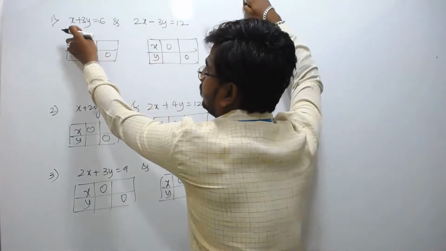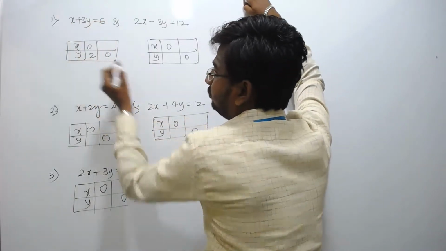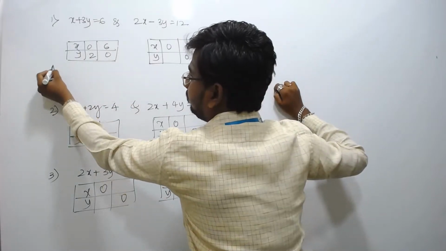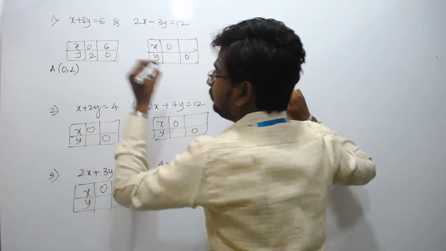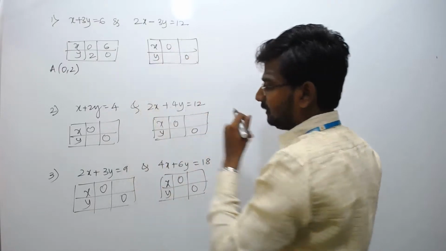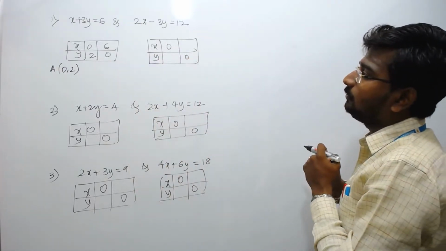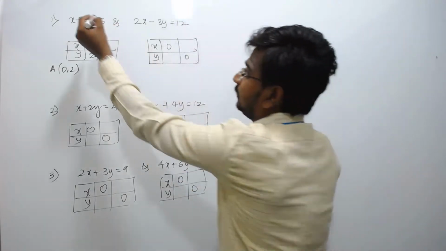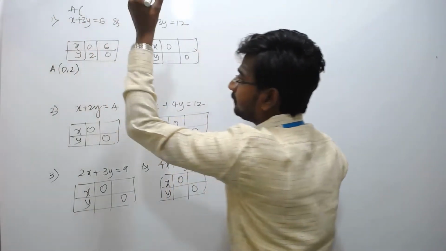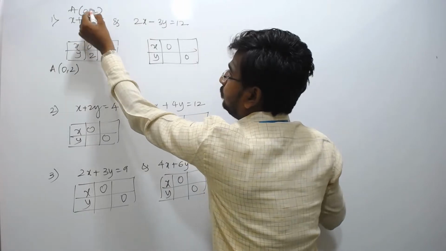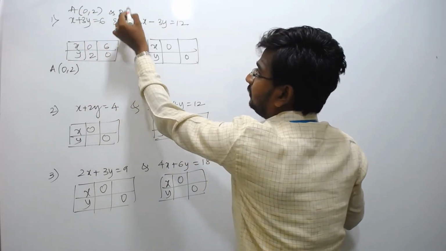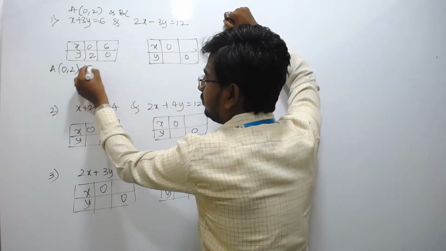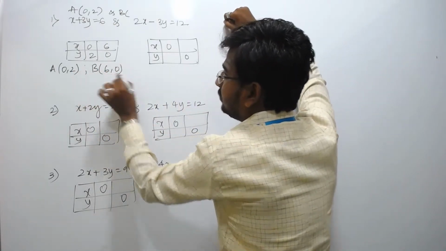When x is 0, 3 ones are 3, 3 twos are 6. When y is 0, x is 6. So point A is (0, 2). Somewhere I will write so that when I draw the graph, it will be easy for me. Shall I write here? Is it visible? Okay, here I will write point A (0, 2) and point B. What is point B? (6, 0). First I'll write here (6, 0).